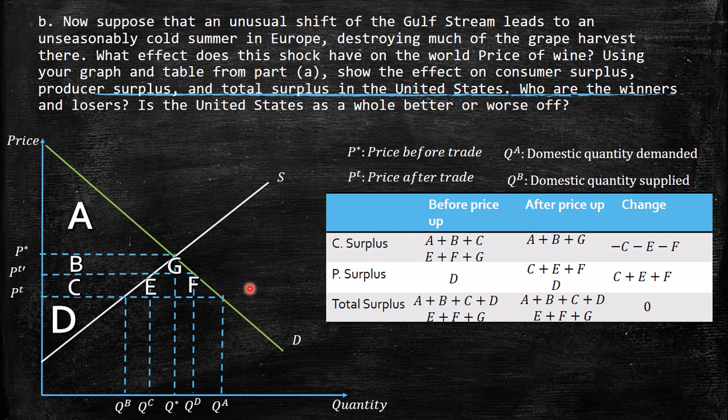So it means that the unseasonably cold summer in Europe is going to have a negative effect on the total welfare of this economy, by the loss of E and F. Consumers are worse off and producers are better off, but not by this quantity, just by C. And the statement about the US is false. The US is going to be worse off because of the loss of E and F. I hope the change I described is clear.